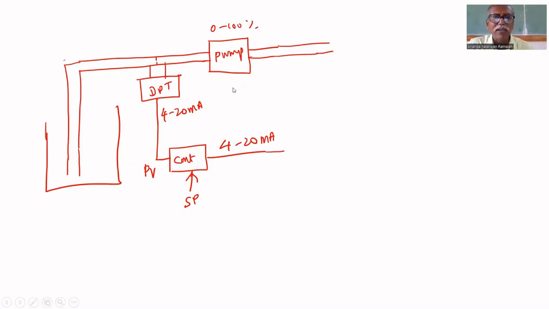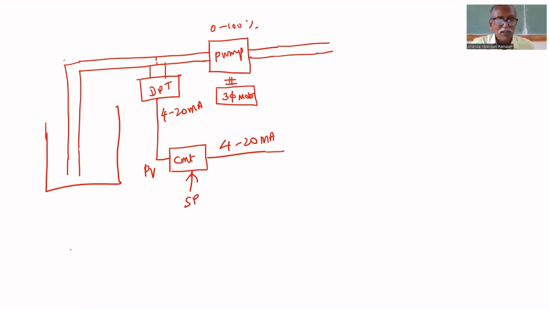For that pump, one three-phase motor is there. The pump will rotate and pump the liquid, but it should be rotated by a motor. A three-phase motor is connected with that. If the speed of the motor changes, pump flow rate will change. Am I correct or not? So how to change the speed of the motor?